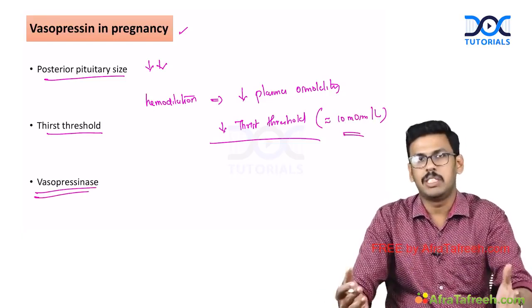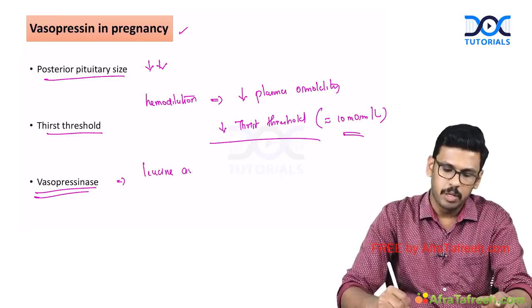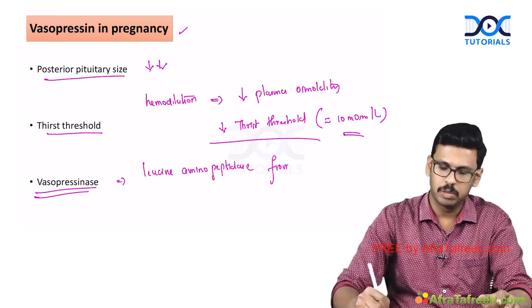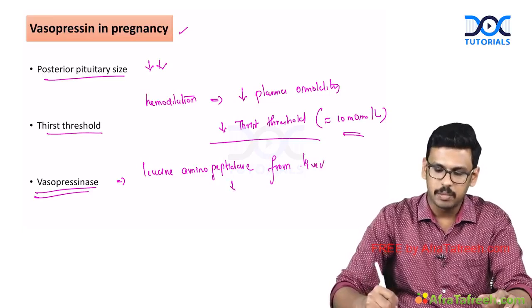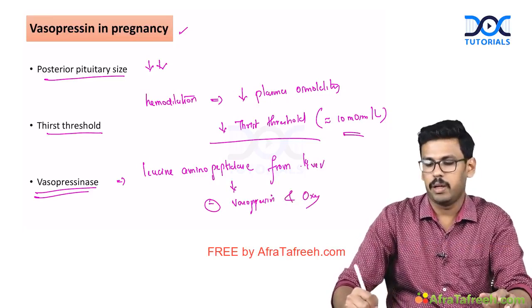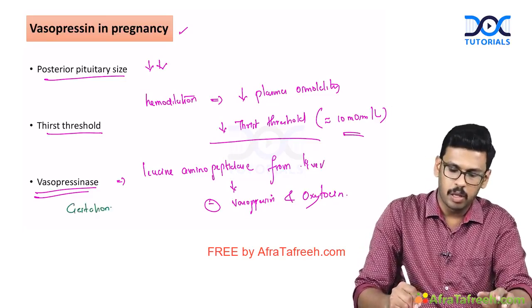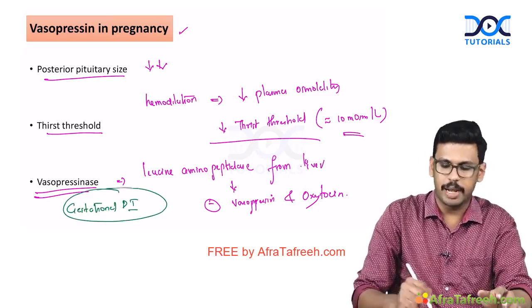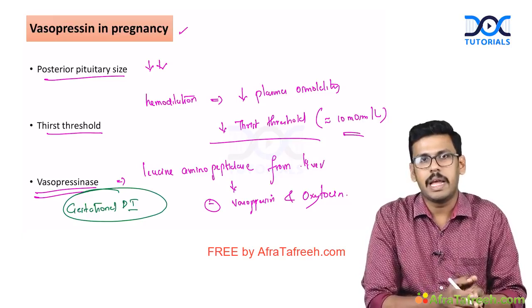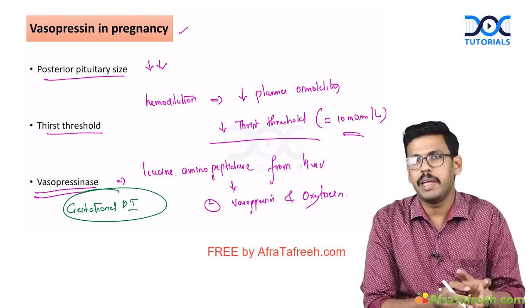And one unique feature which is associated with pregnancy is the production of a leucine aminopeptidase, which is produced from the liver. From the liver, that degrades vasopressin and oxytocin. So this can result in a condition called gestational DI of pregnancy, gestational diabetes insipidus. Okay, so the risk of gestational diabetes insipidus increases during acute fatty liver of pregnancy and in subjects with preeclampsia.